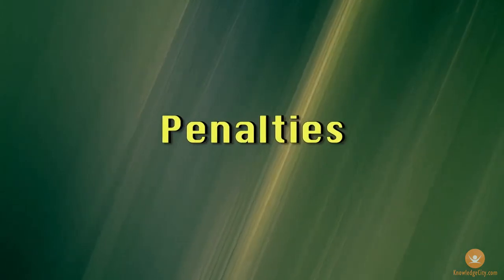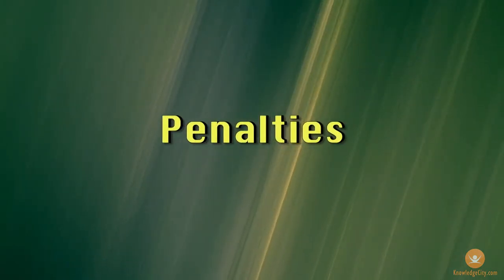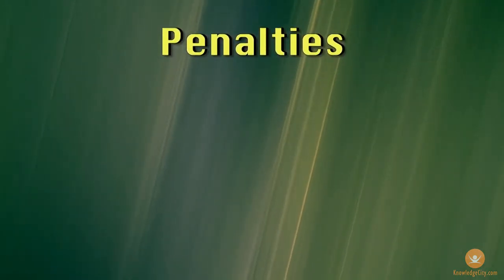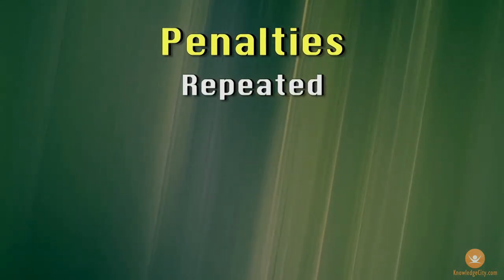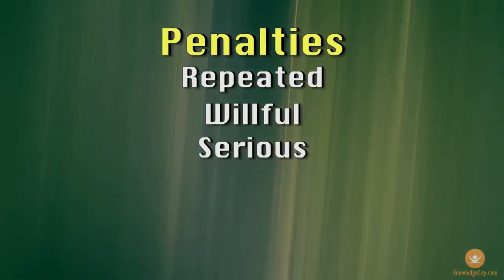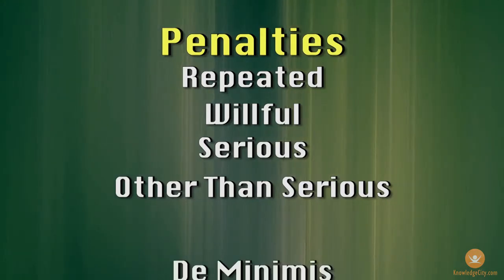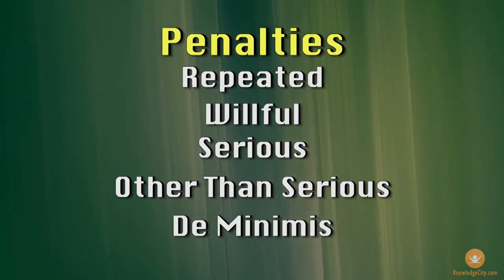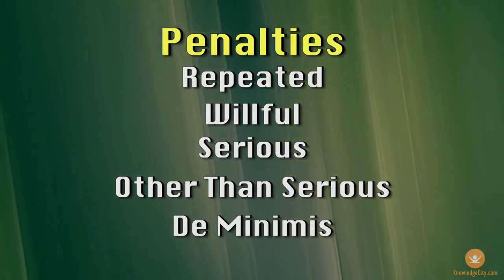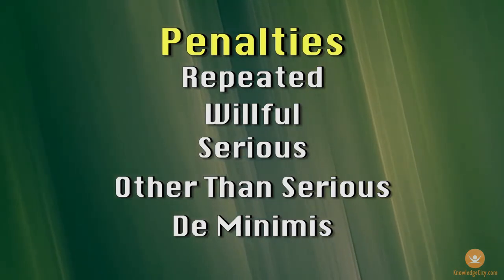Penalties are based on the type of violation that has occurred. OSHA violations fall into 6 categories, including repeated, willful, serious, other than serious, and de minimis. De minimis is the least serious type of infraction and basically means a trifling matter.